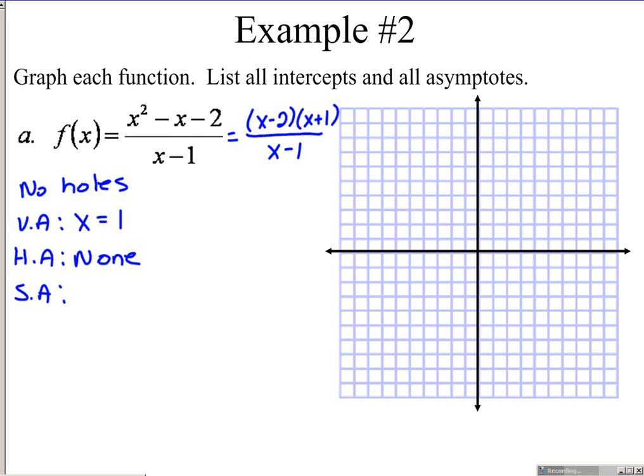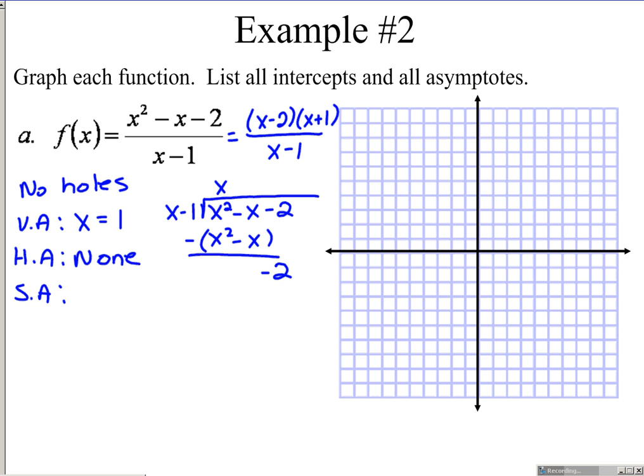We're going to take x minus 1 and divide that into x squared minus x minus 2. What times x equals x squared? That's x. Multiply. Subtract. X squared minus x squared gone. Negative x plus x gone. Bring down the negative 2. The negative 2 is our remainder.